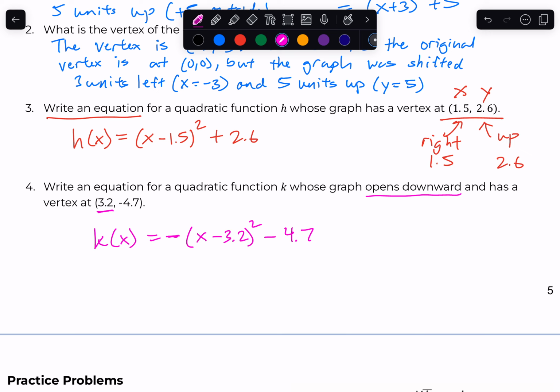So let's review. It did a lot of things. Number one, this told me to go down 4.7. This told me to go right 3.2. And this told me to flip downward.